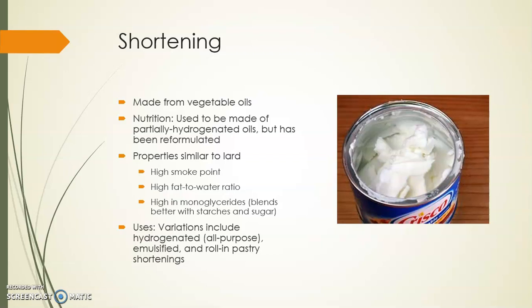Shortening can also be formulated to have a really high melting point and a really wide plastic range, and that makes it really good for pastries. You can also add emulsifiers to shortening. Sometimes you can buy emulsified shortening that is really good for blending into batters because it is already emulsified with water.